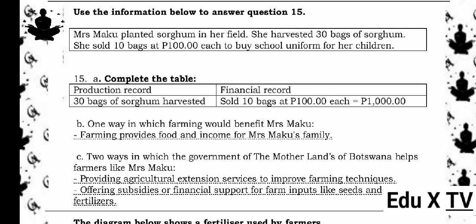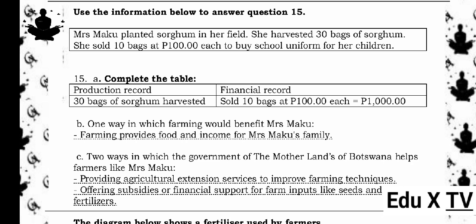Mrs. Maku planted sorghum in her field. She harvested 30 bags of sorghum. She sold 10 bags at 100 pula each to buy school uniform for her children. 15. A. Complete the table. Production record: 30 bags of sorghum harvested. Financial record: Sold 10 bags at 100 pula each equals 1000 pula.